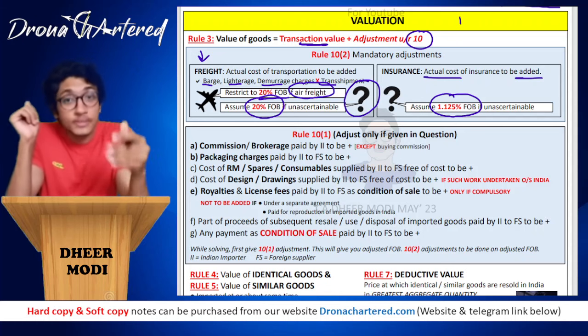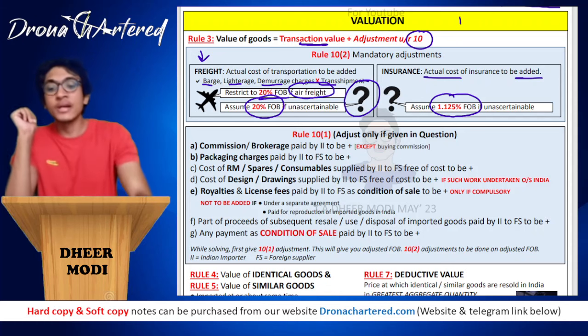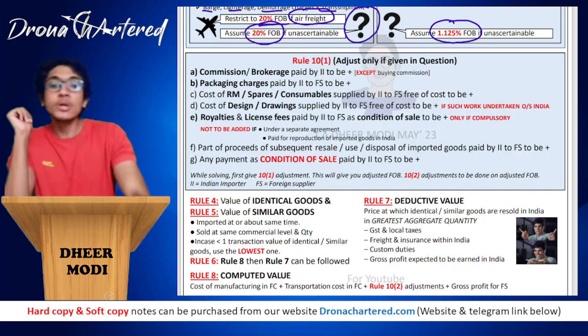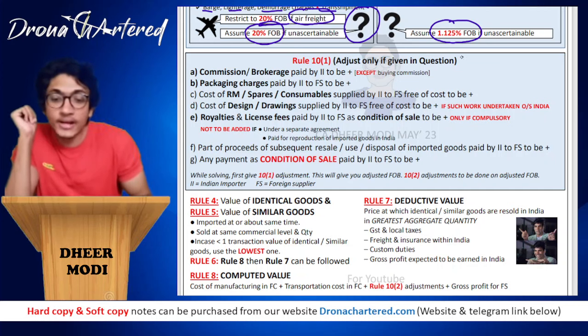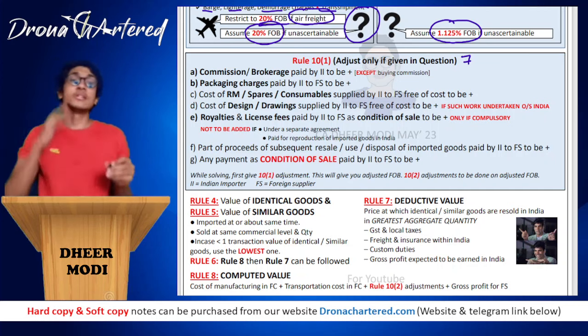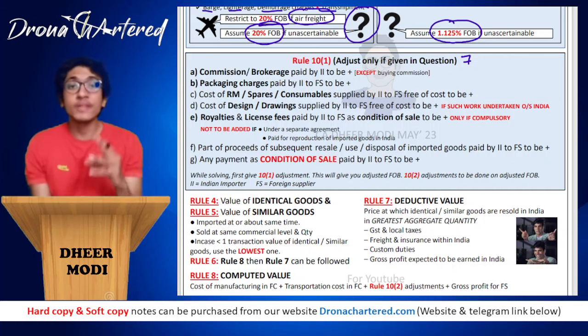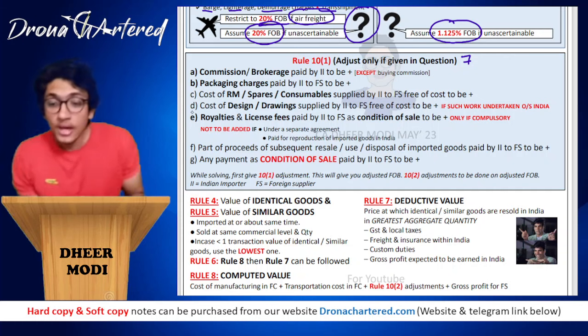Now there are some adjustments that you have to add only and only if they are given in the question. That is your Rule 10(1). Rule 10(1) has 7 adjustments. These have to be added. These have to be given effect only and only if they are given in the question.